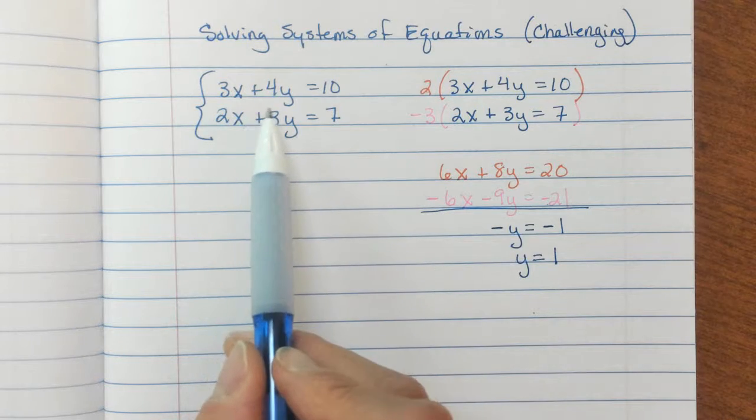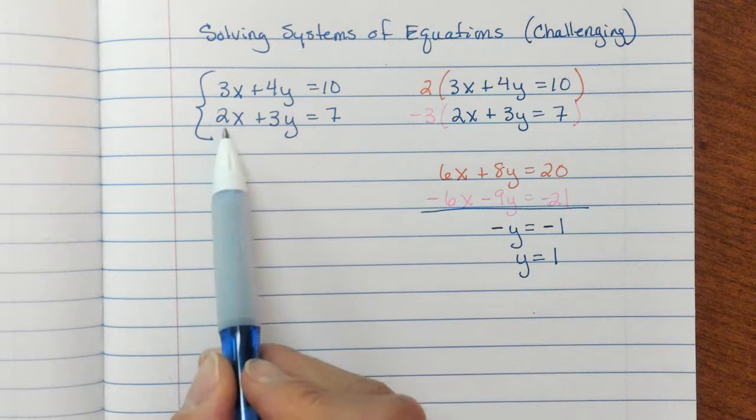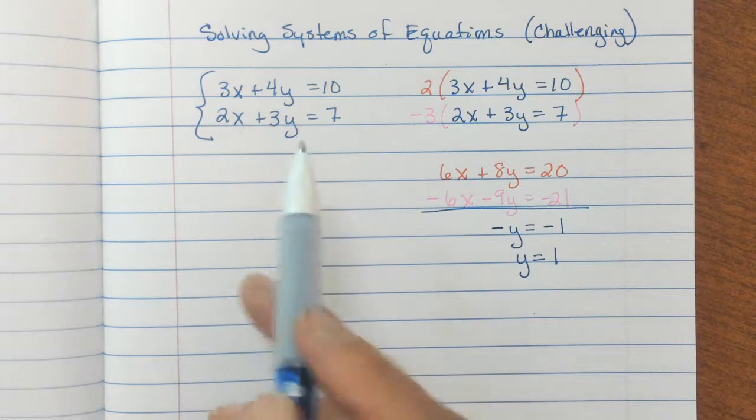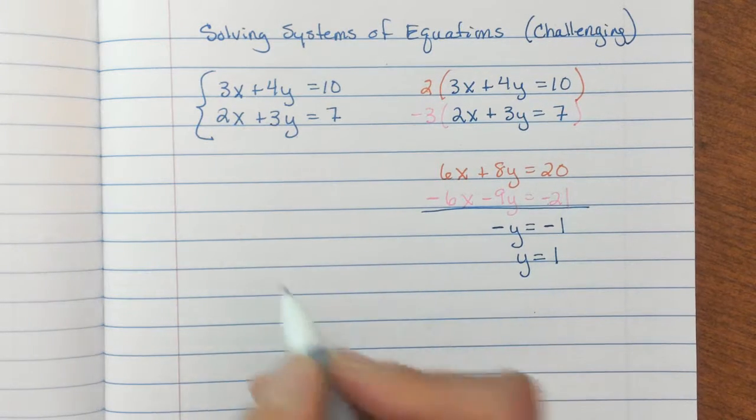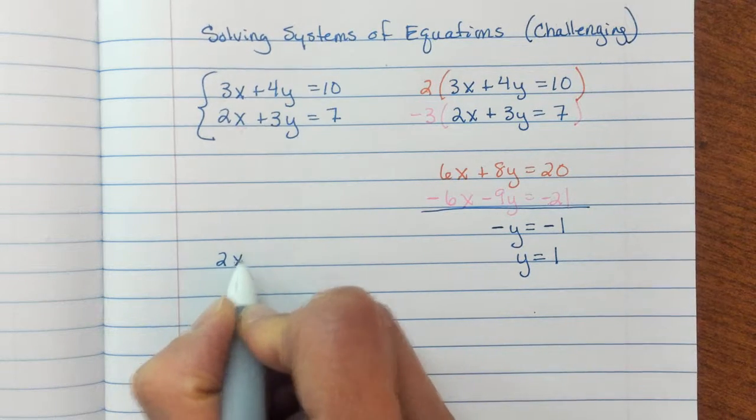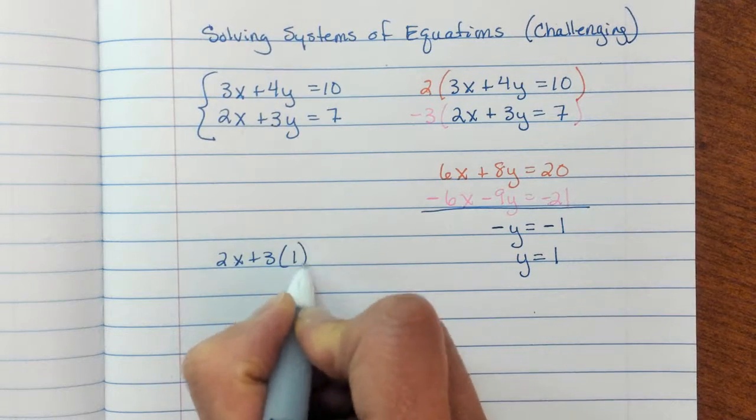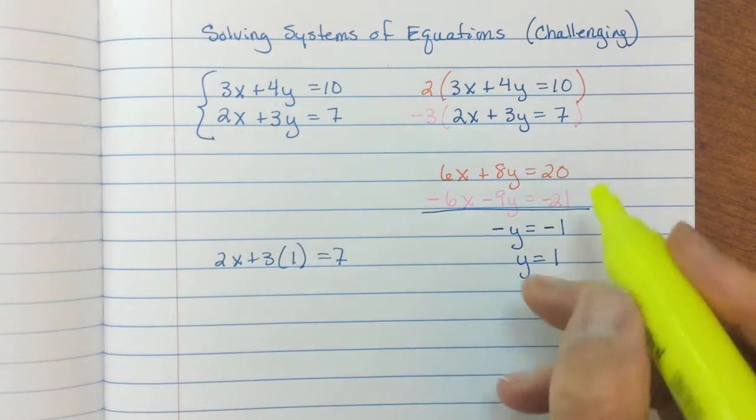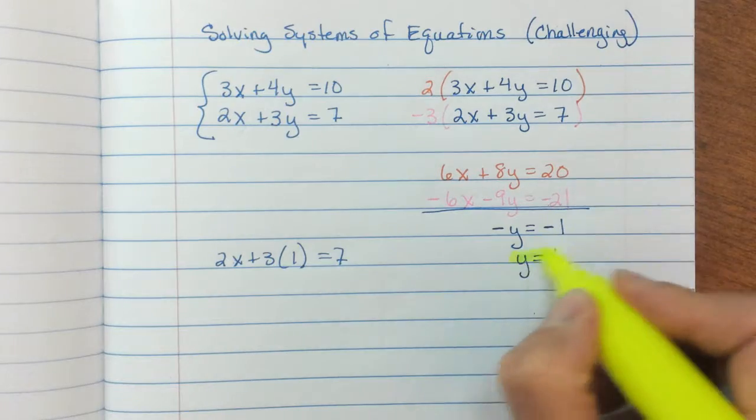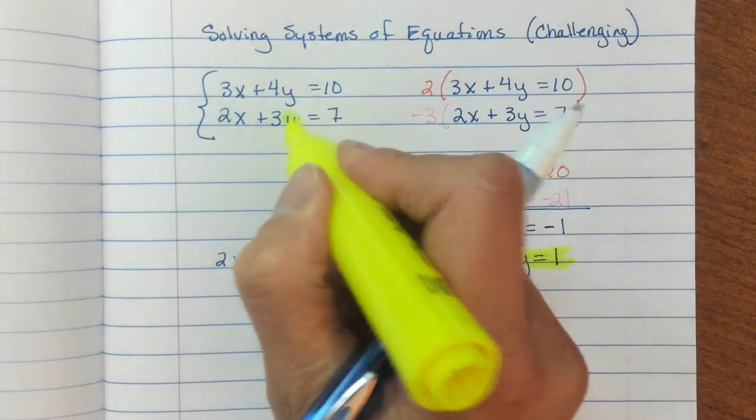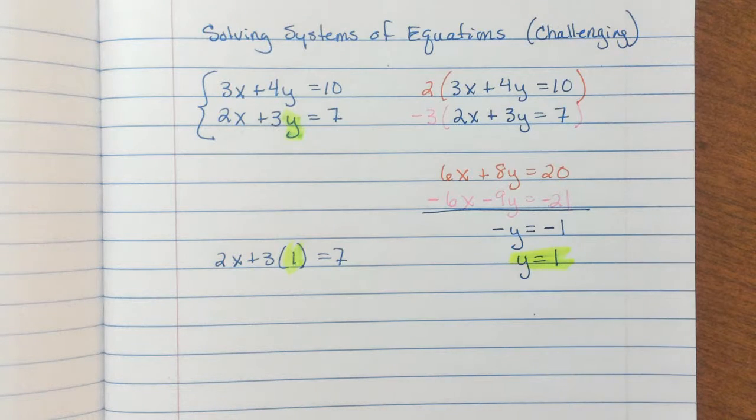So now I'm going to decide which one of these I want to put the 1 into. It doesn't really matter. We'll just do the bottom one because it's right there. So I have 2x plus 3 times 1 equals 7. And again, why did I pick 1? Because when I solved for y, I ended up getting y equals 1. And so that's what I substituted in.